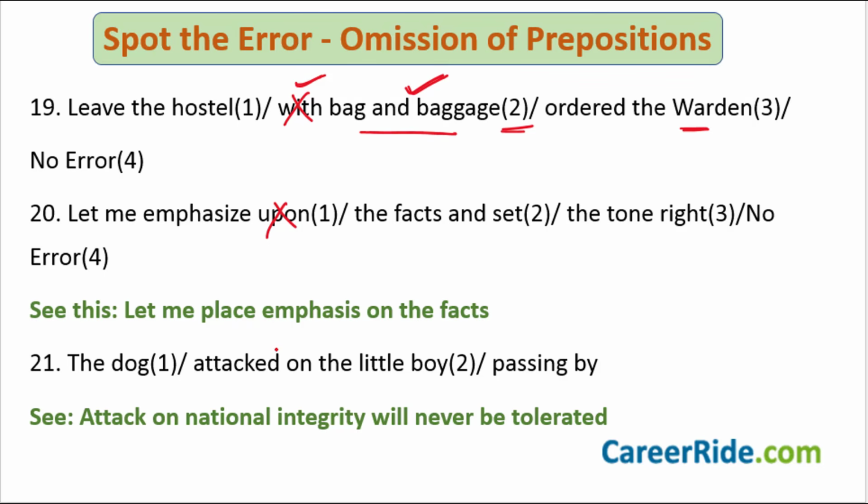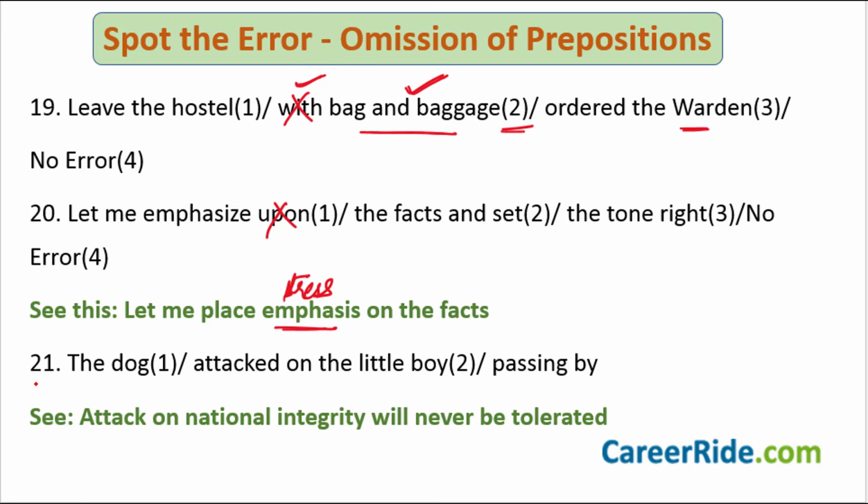Why? Because when you want to say emphasis or emphasize, you can say, let me place emphasis on the facts. Right? Let me place stress on the facts. This is what you are actually trying to say. But you cannot say, let me stress upon the facts. No. You would simply say, let me emphasize the facts and set the tone right. So don't assume that you will never use any preposition with the word emphasis. It is just how the sentence is constructed. If it is, let me emphasize, then there is no preposition involved. Otherwise, if it is simply, let me place emphasis, then you can have a preposition.